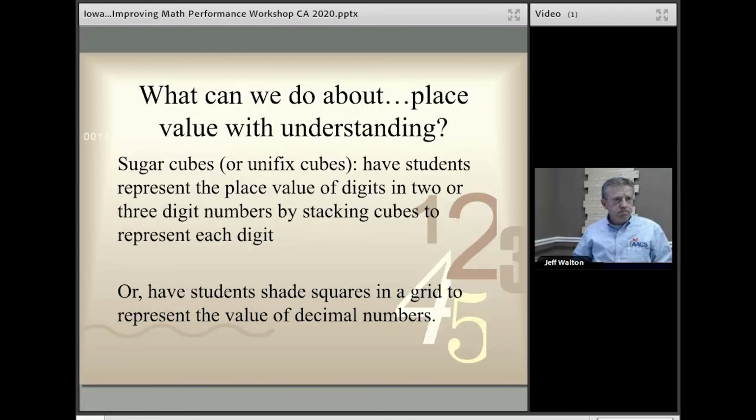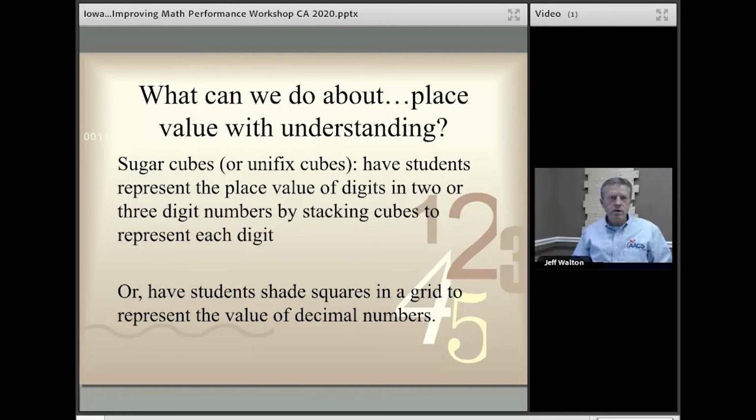What can we do about place value with understanding? Unifix cubes are a really good tool for that. It's one of their primary uses as a manipulative in education. If you're not familiar with them or with how to use them, just do a Google search on them and you will get hundreds of references. They're inexpensive. They're a really great manipulative for helping you to teach kids an understanding of place value.